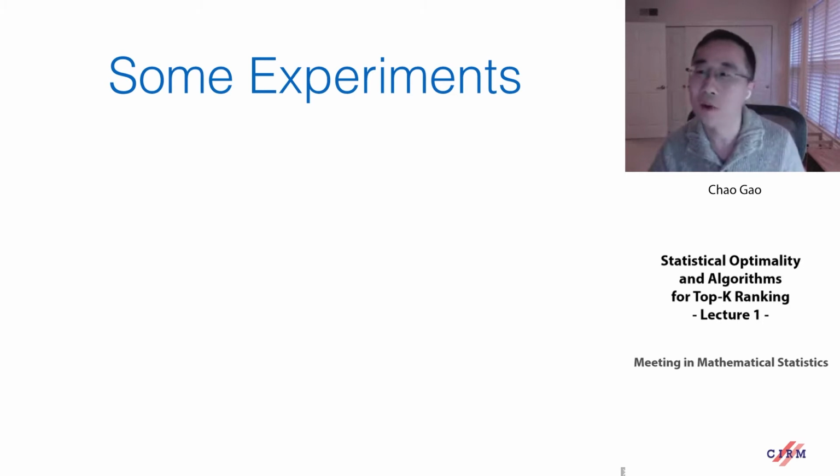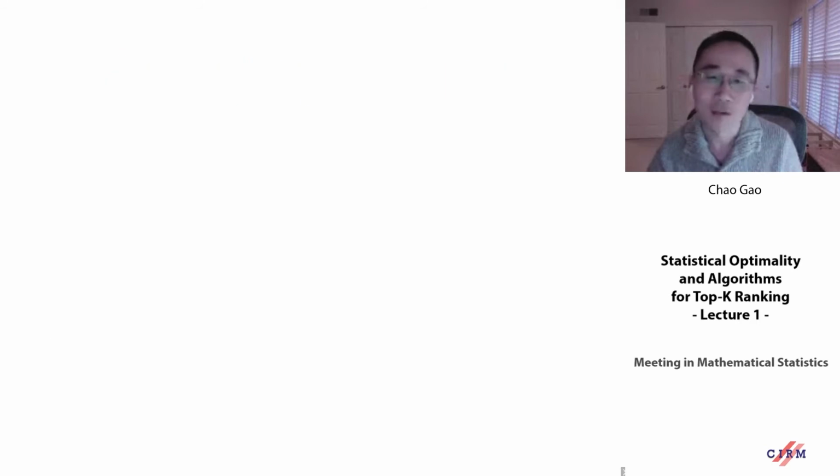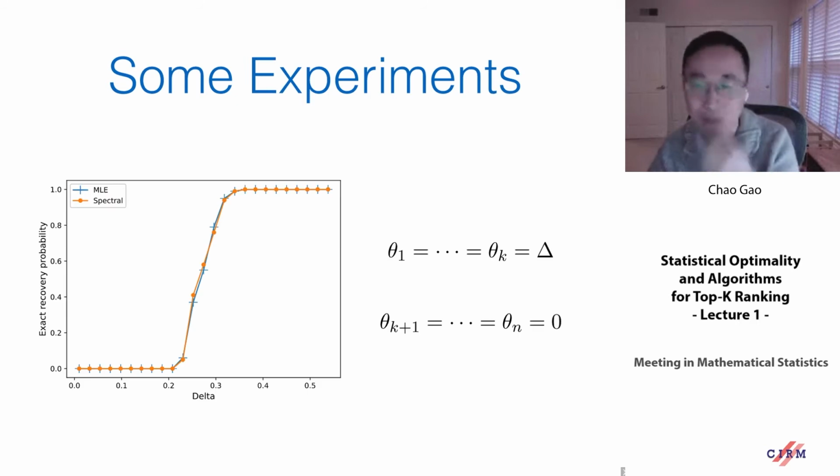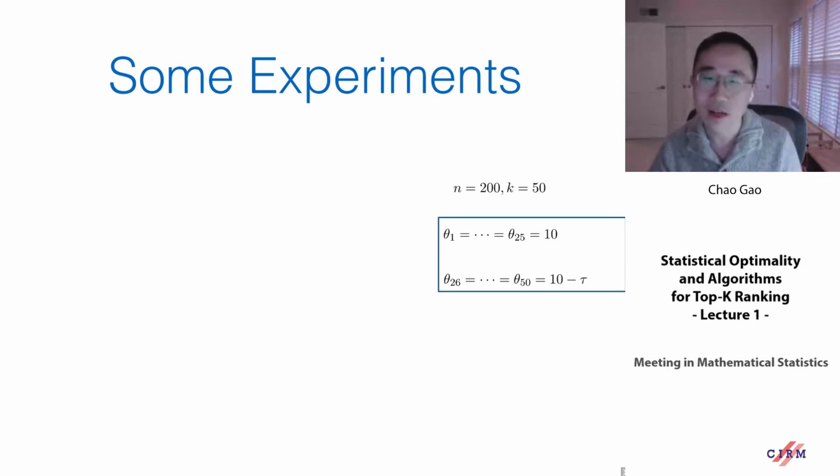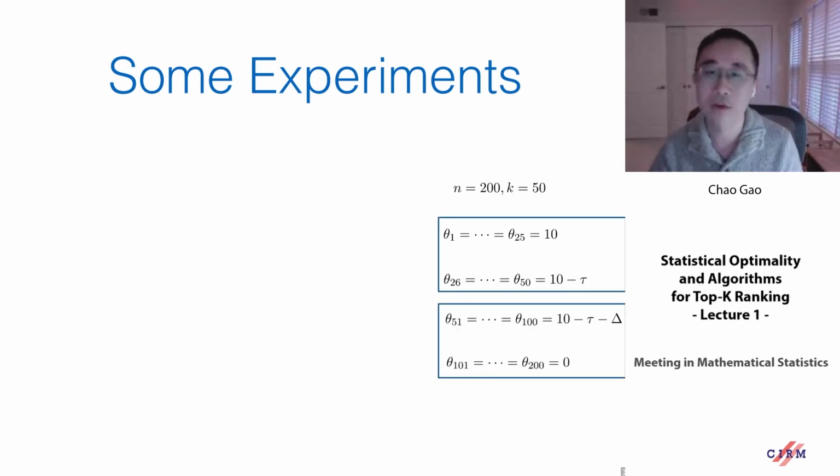Let me actually show you more experiments to move beyond the setting of the 2-group structure. First of all, we are able to replicate their results. So in this case, the 2 algorithms indeed have the same performance. Now let's consider another setting, n equals 200 and k equals 50. This is the top 50 ranking problem. And let's consider a more complicated structure. This is a 4-group structure.